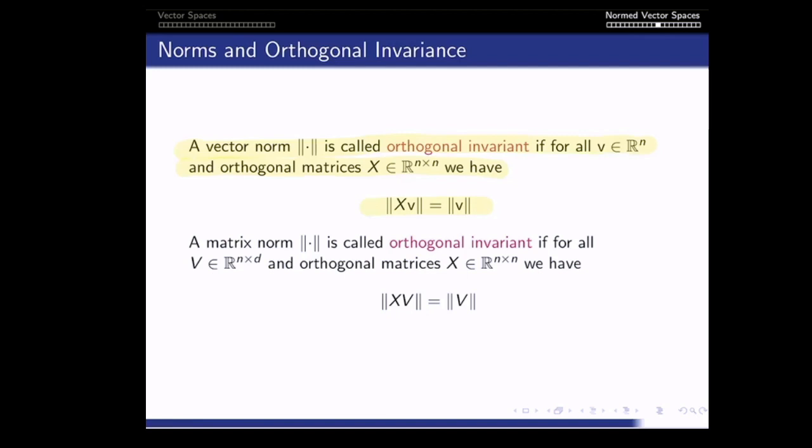It's not super difficult. Now, a matrix norm is called orthogonal invariant if basically the same holds, only now for matrices V, which are n times d dimensional, and orthogonal matrices X, which are n times n dimensional. So again, the matrix norm of the matrix V does not change if we multiply with an orthogonal matrix. Now, the intuition behind this is that if we have the vector V and then we have X times V, then the length will be the same. But it might be rotated, so this might be X times V.